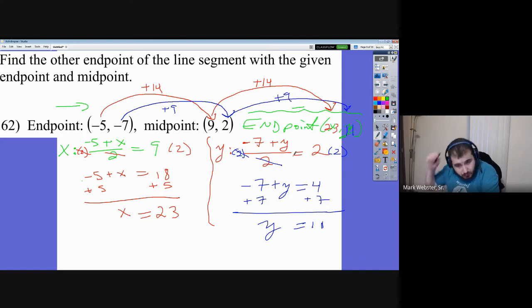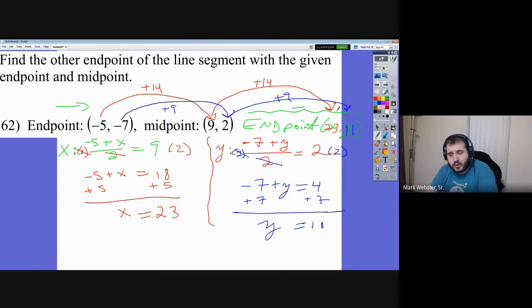Doing it up here, for y, better be the same process, right? My y value on one endpoint is negative 7. My y value on the other one, I don't know yet. So let me add those together, divide by 2, and I better get this number, which is 2. Well, let me solve this equation that I've made. Or you can say, well, I'm starting at negative 7, and I go all the way up to 2. That's up 9. Let me go up 9 more. Could be the same thing, right?